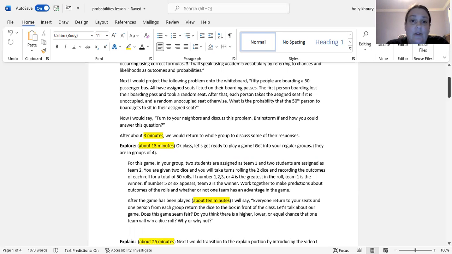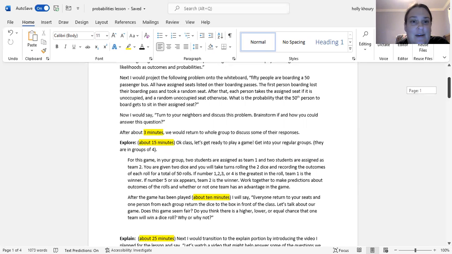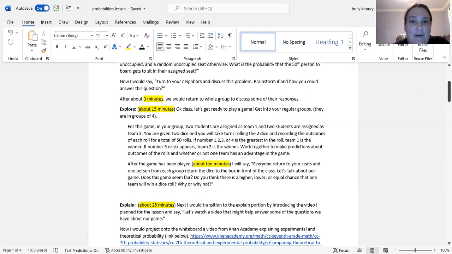And then I would say, turn to your neighbors and discuss this problem. Brainstorm if and how you could answer this question. Here I would expect that they would have no idea how to answer this question because we haven't covered this yet in class. After about 3 minutes, we would return to the whole group to discuss some of their responses. Then, to bridge into the explore portion, which will take about 15 minutes, I would say something like, okay, class, let's get ready to play a game.